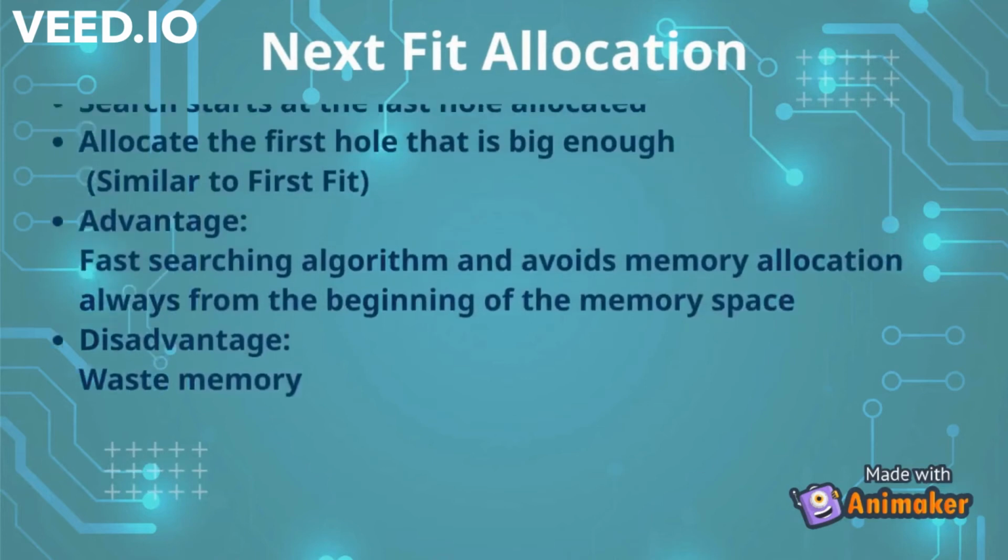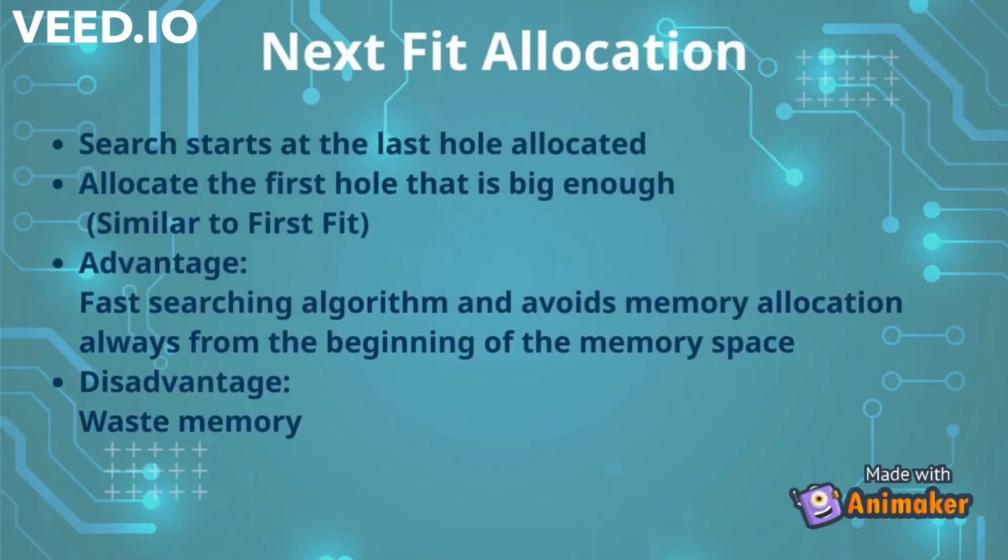For NextFit allocation, the search always starts at the last hole allocated. Similarly to FirstFit, NextFit allocates to the first hole that is large enough. The advantage of NextFit allocation is that it's a fast searching algorithm and avoids memory allocation always from the beginning of the memory space. The disadvantage is that it tends to waste memory.